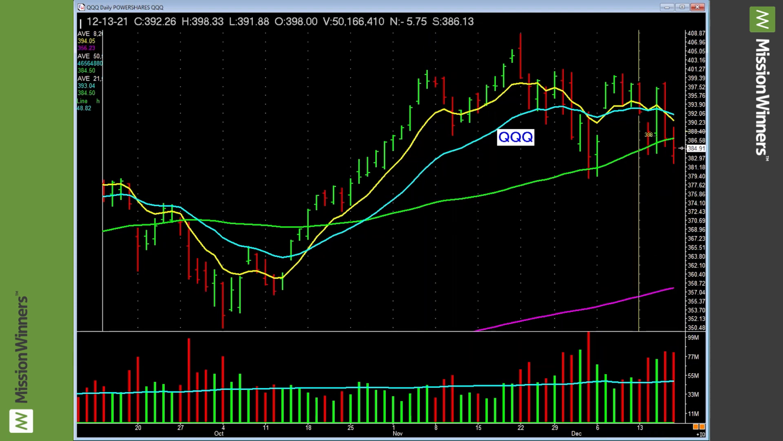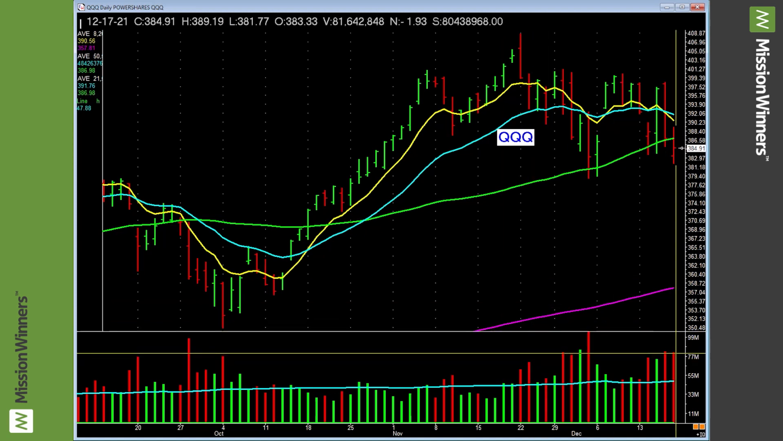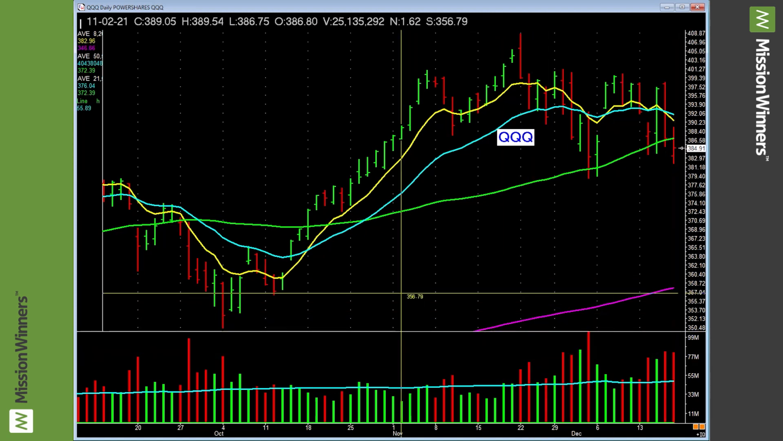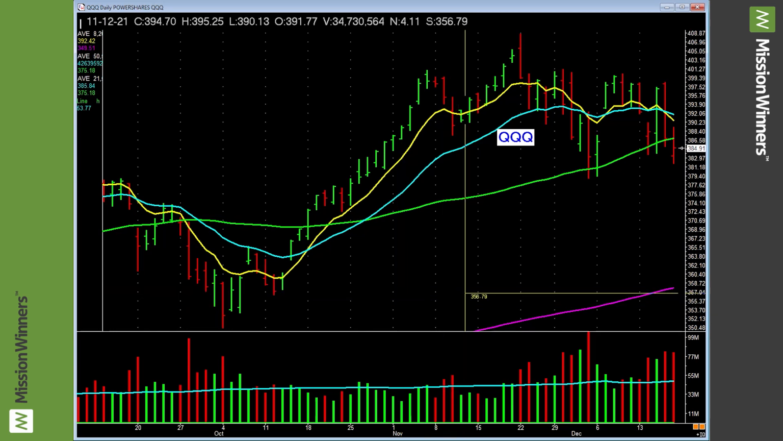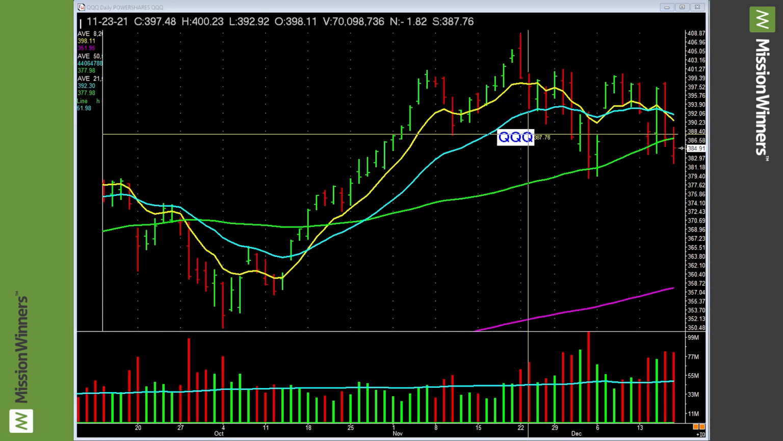This is the daily chart. As you can see, there's distribution in this. What has that done for us at Mission Winners? Well, we're not buying a lot right now. We're managing what we have. That's it. And do we have a lot? No, we don't. We have very low exposure. What we do have, we have good gains in. And so that's good. So there's the Qs on a daily chart.